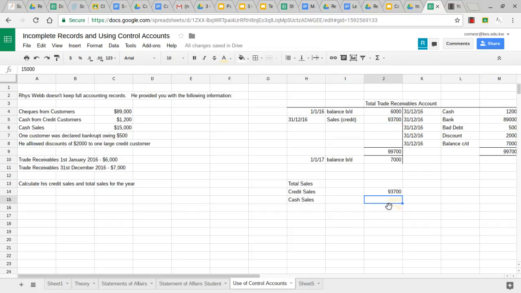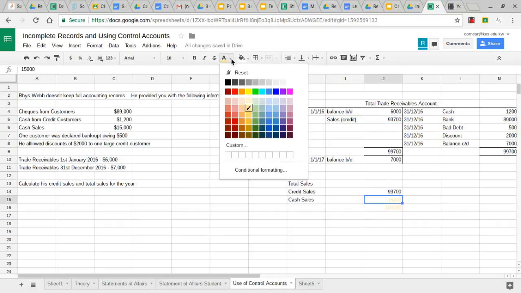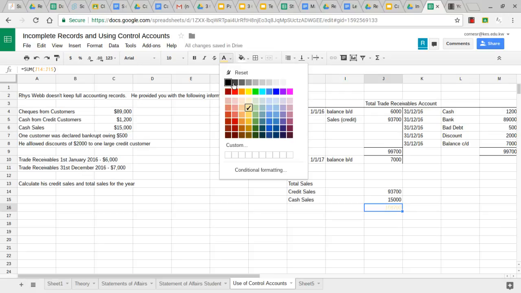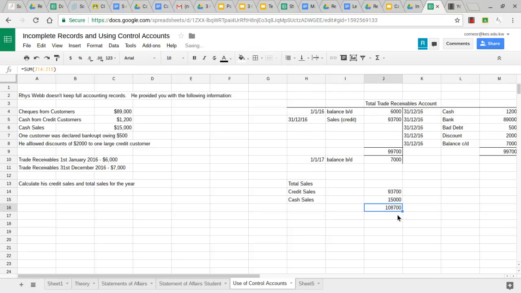I now just need to add my cash sales onto that 93,700, and that gives me a total sales for the year for this business of 108,700, and that's what we would use in the income statement.